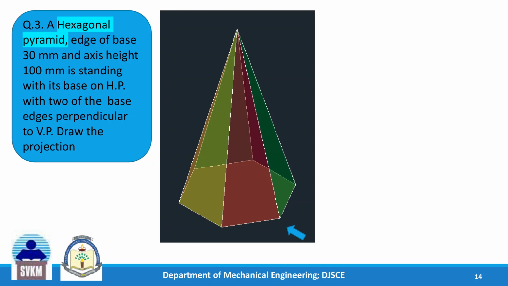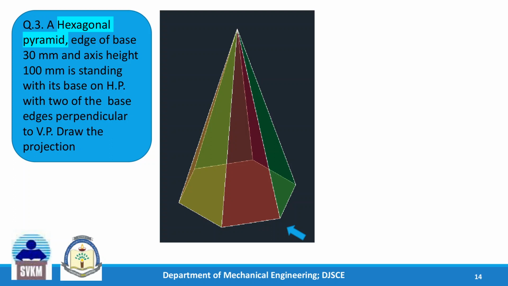So just imagine the shape. Okay, this is how the solid is given. It's a hexagonal pyramid with two of the edges perpendicular to VP. Now this is one of the edges and this is another edge which are perpendicular to XY. That means they are perpendicular to VP. VP is here. So this is kept properly.